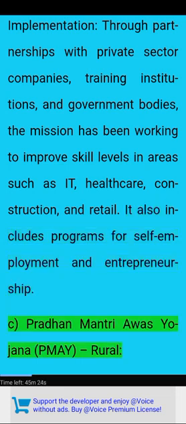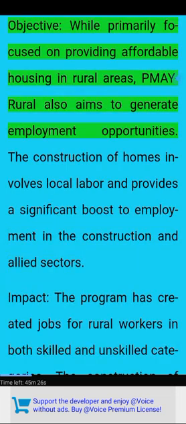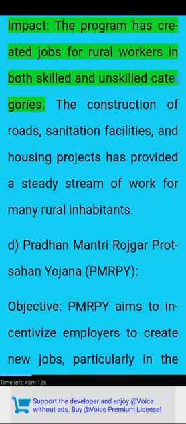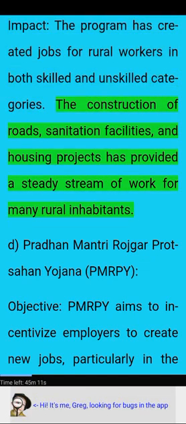C. Pradhan Mantri Awas Yojana (PMAY) Rural. Objective. While primarily focused on providing affordable housing in rural areas, PMAY Rural also aims to generate employment opportunities. The construction of homes involves local labor and provides a significant boost to employment in the construction and allied sectors. Impact. The program has created jobs for rural workers in both skilled and unskilled categories. The construction of roads, sanitation facilities, and housing projects has provided a steady stream of work for many rural inhabitants.